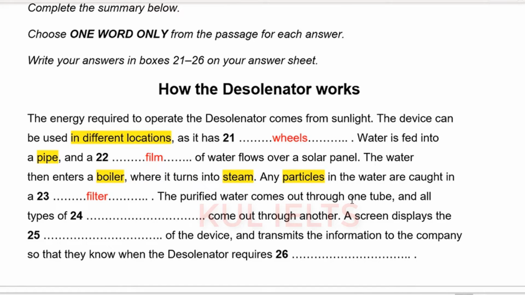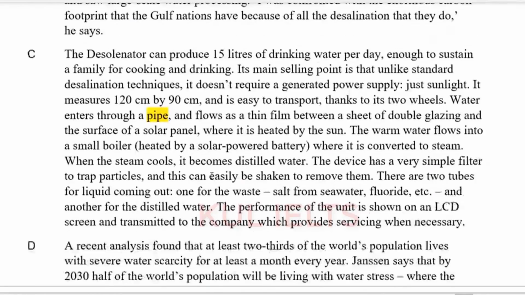The purified water comes out through one tube, and all. It's nice. There's lots of these nouns that you can't paraphrase. It's just a noun for a thing, and so they're nice keywords to look for. One tube and all types of something. So we're looking at plural noun or uncountable noun, come out through another. So there's one tube and another tube. This is another tube. Purified water comes out through one tube.